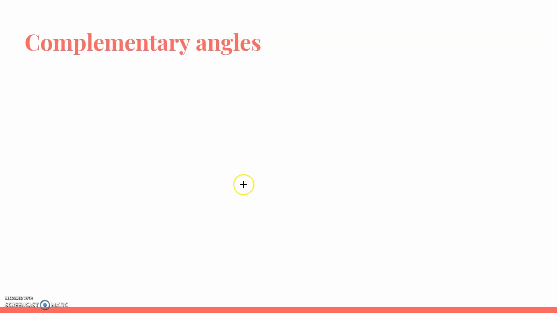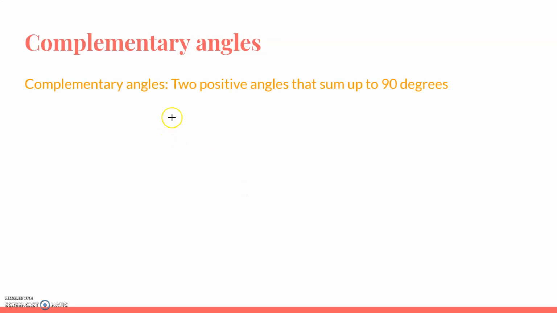Alright, next, complementary angles. So complementary angles are any two positive angles that sum up to 90 degrees. So here in our first example, we see two angles, angle AOD and angle DOB. The measure of angle AOD is 30 degrees and the measure of angle DOB is 60 degrees. So when we sum both of them up, we get 90 degrees, telling us that these two are complementary angles.